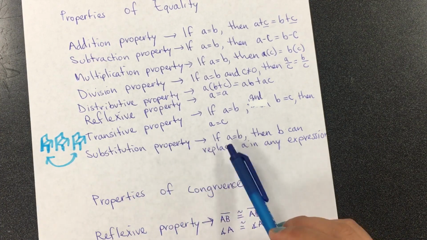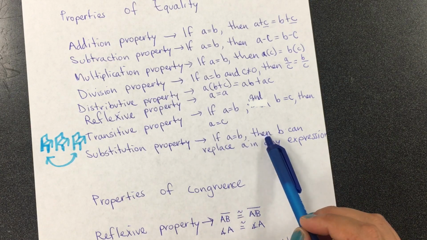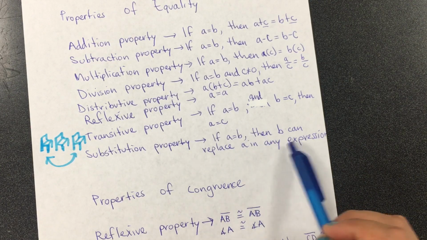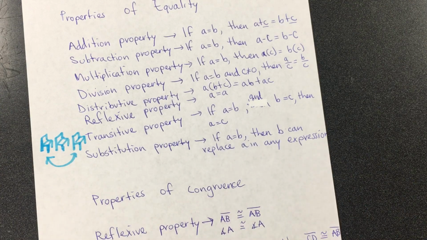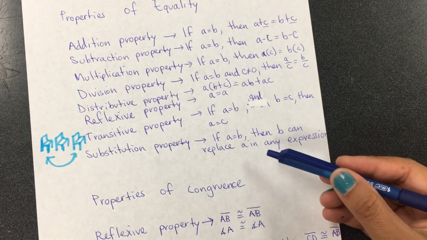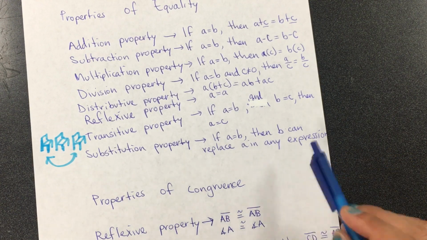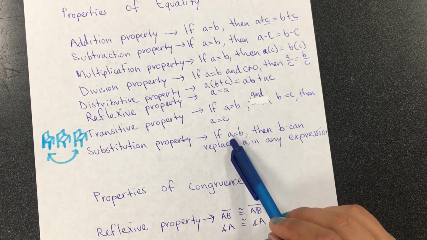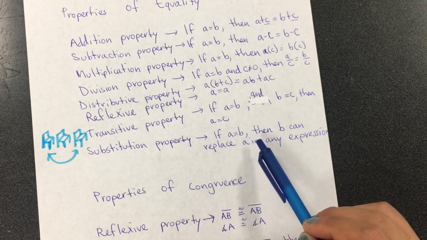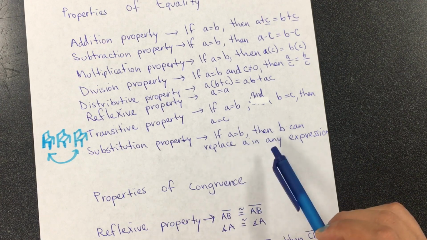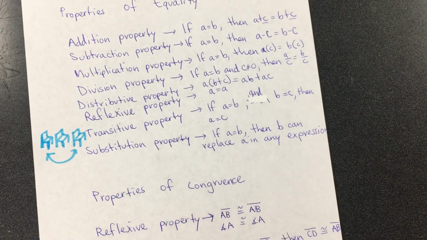Substitution property says that if A equals B, then B can replace A in any expression, okay? And we use that in Math 1 for the substitution method in systems of equations. But yeah, A equals B, then in another equation I can just take out A and replace it with B, or vice versa, the other way around as well.